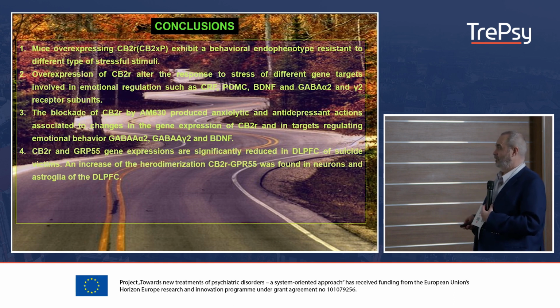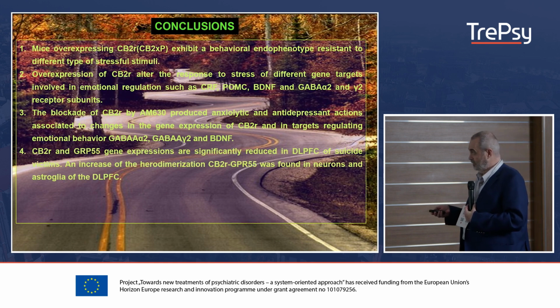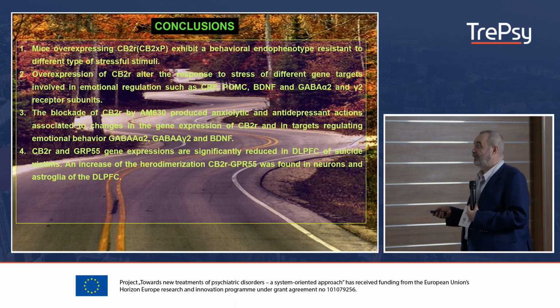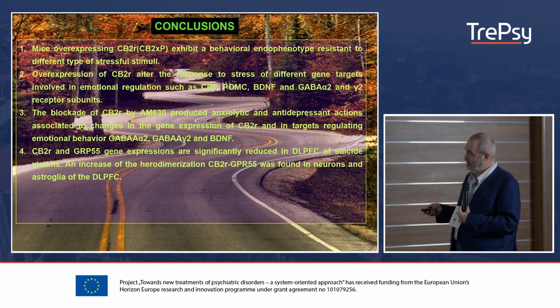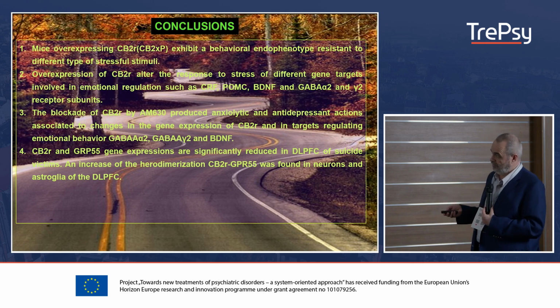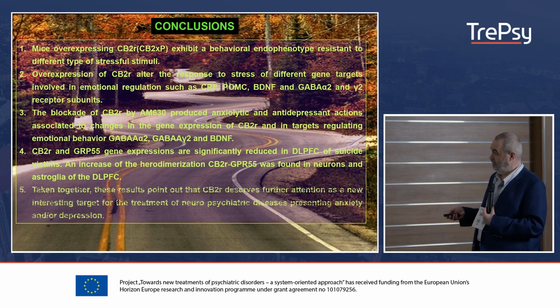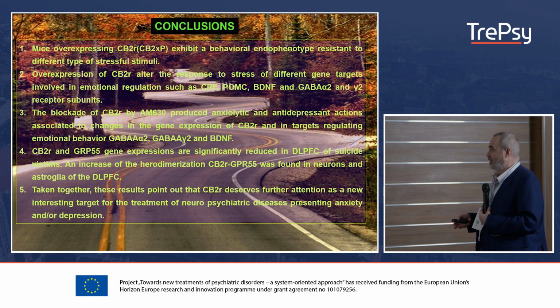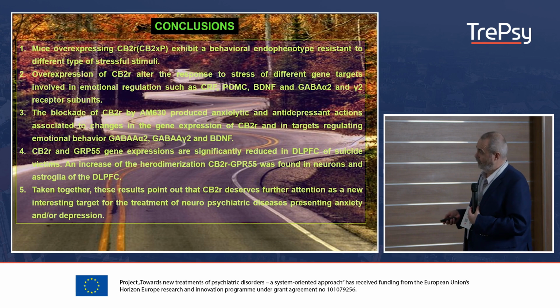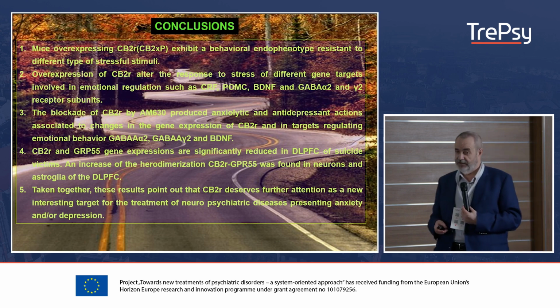CB2 receptor and GPR55 gene expressions are significantly reduced in the dorsolateral prefrontal cortex of suicide victims, and an increase in the heterodimerization of CB2 and GPR55 was found in neurons and astrocytes of the dorsolateral prefrontal cortex. And taken together, we believe that these results point out that the CB2 receptor deserves further attention as a new interesting target for the treatment of neuropsychiatric diseases presenting anxiety and depression.